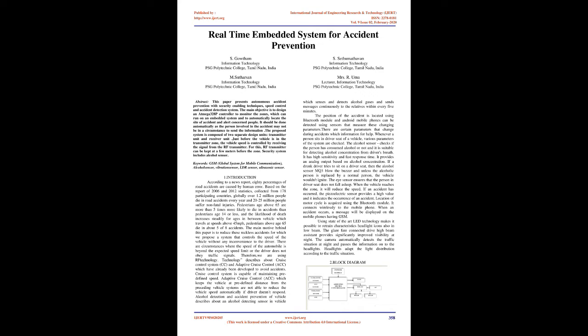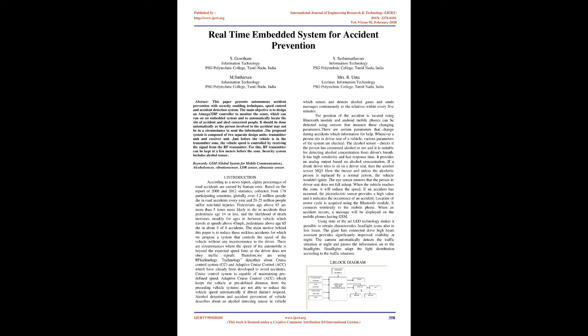Vehicle which travels at speeds above 45 miles per hour, pedestrians above age 65 die in about 5 of 8 accidents. The main motive behind this paper is to reduce these reckless accidents, for which we propose a system that controls the speed of the vehicle without any inconvenience to the driver. There are circumstances where the speed of the automobile is beyond the expected speed limit or the driver does not obey traffic signals. Therefore, we are using RF technology.